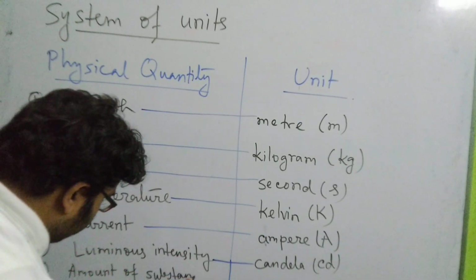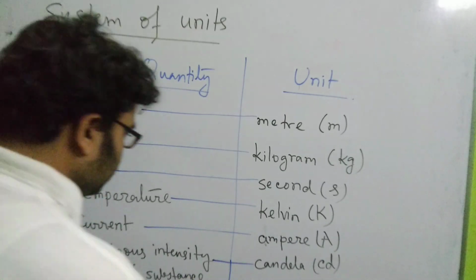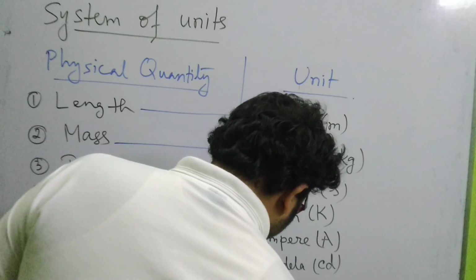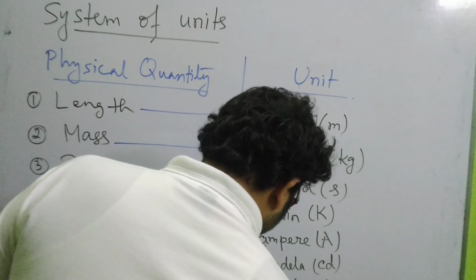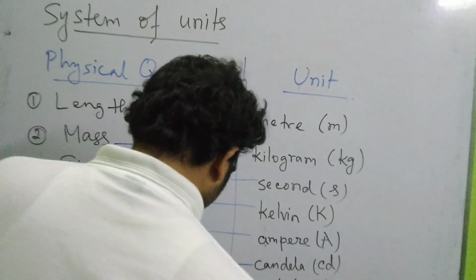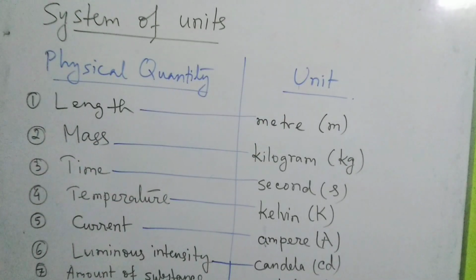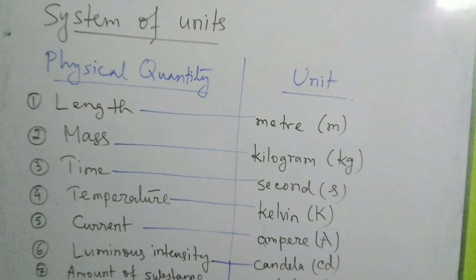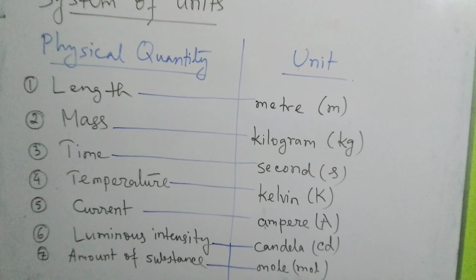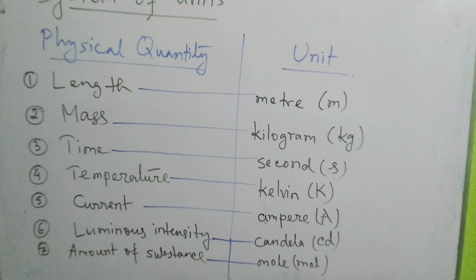Okay. So amount of substance is denoted by the SI unit mole, spelled MOLE. You'll be reading this in chemistry. The short form is MOL. So this is the seventh physical quantity and its respective SI unit. So here the amount of substance is denoted by mole. Okay, it is clear.